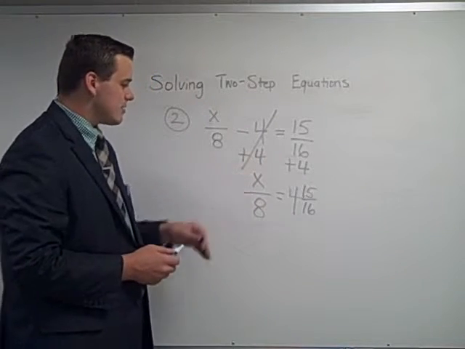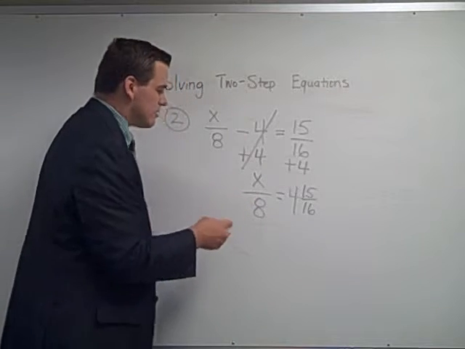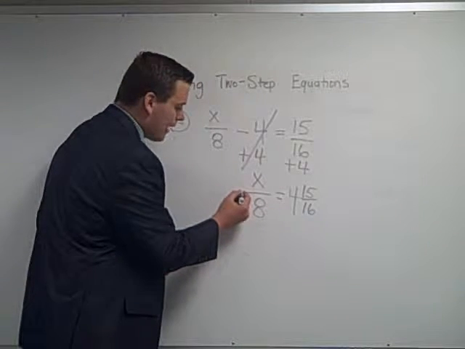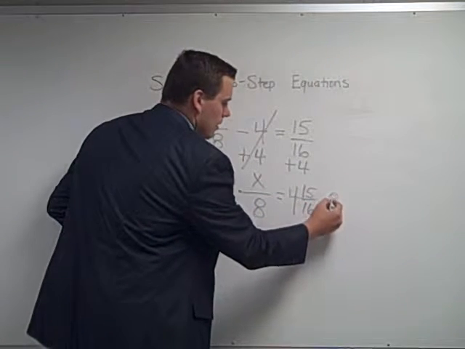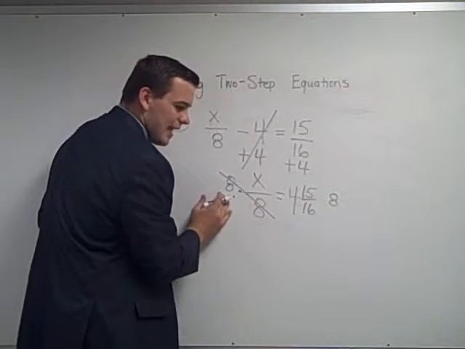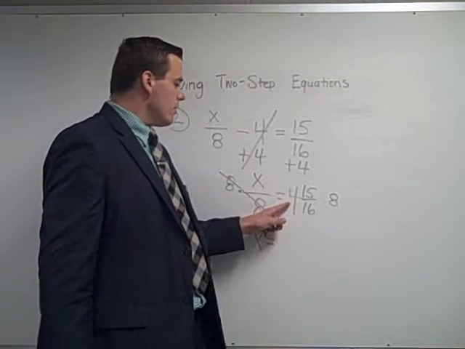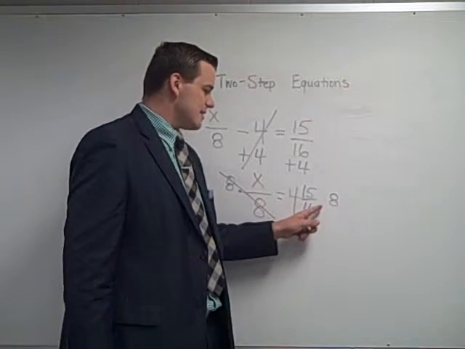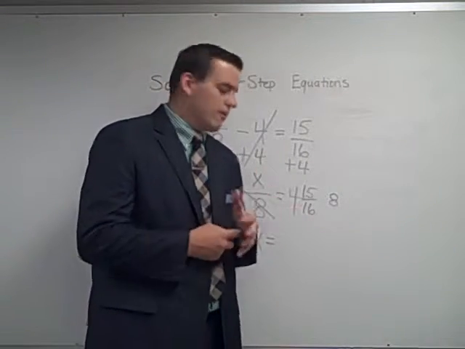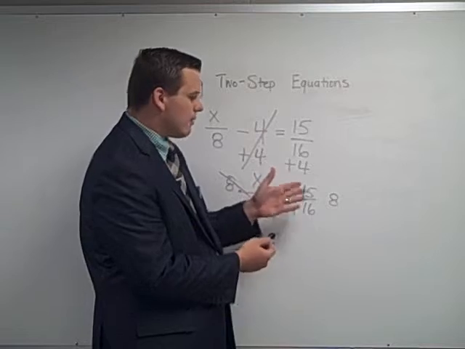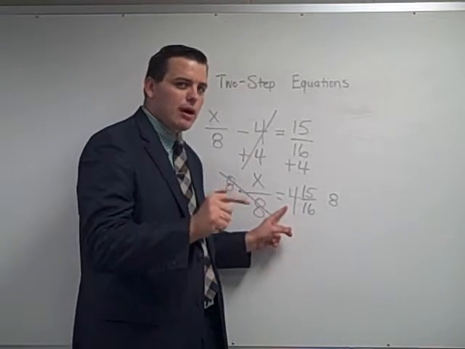Now I need to get x alone. X is being divided, so I need to do the inverse operation of division, which is multiplication. So I'm going to multiply both sides times 8. Canceling, giving me x is equal to 4 and 15 over 16 times 8. Now this is where students' issue is going to come. Well, Mr. Ipock, I don't understand how I'm going to multiply this. Well, I can convert this mixed number into an improper fraction.